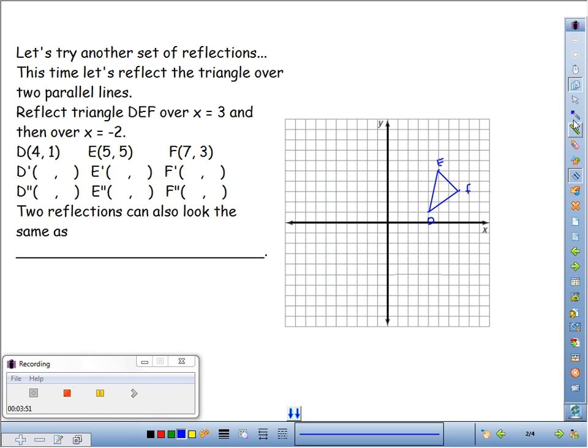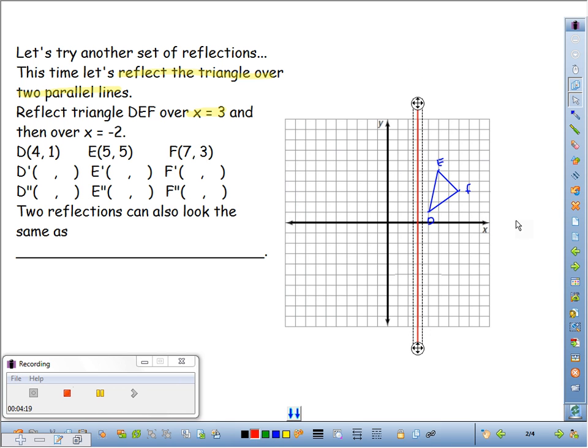Okay, and so this time we are going to do a reflection of the triangle over 2 parallel lines. So previously we've been doing it over the x or the y-axis, but now we're going to do it over x is equal to 3. So what I'm going to do is take my ruler, or a straight edge, and draw a straight line where x is equal to 3. So 1, 2, 3, here's x is equal to 3. I'm going to draw a straight line all the way down. Let's see if we can move that over just a bit. There we go. It's more on the actual line.